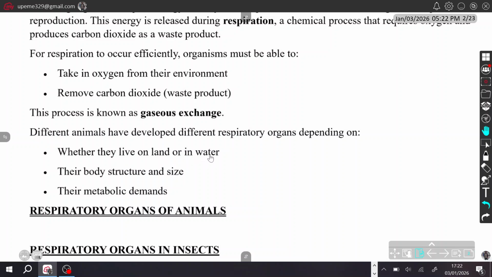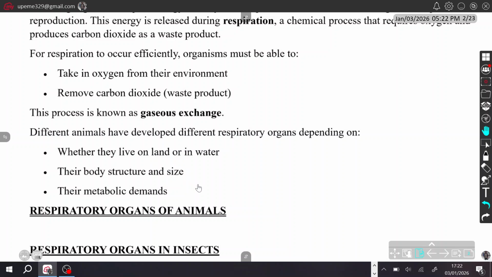An animal will develop a certain type of respiratory system depending on where it lives. If it lives on land, its respiratory system will be developed so that it is able to adapt to what happens on land. If it lives in water, its respiratory system will develop so that it is able to adapt to living in water. It also depends on their body structure and size.